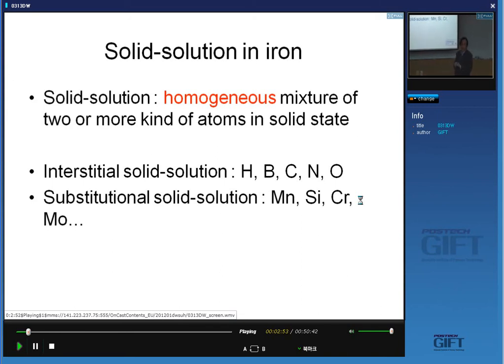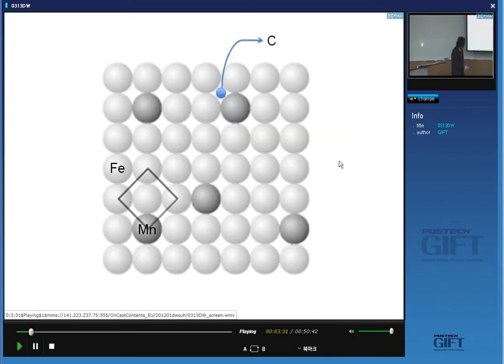Roughly, there are two kinds of solid solution depending on the position of the solute atom. One is interstitial solid solution in iron. For example, when you mix the iron atom with hydrogen, carbon, or oxygen, the position of this kind of atom will be the interstitial site, which means the site between the lattice atoms. Lattice atoms means the atoms that make up the lattice structure.